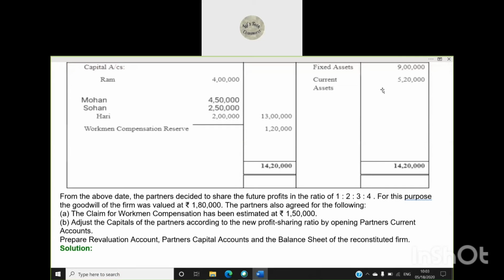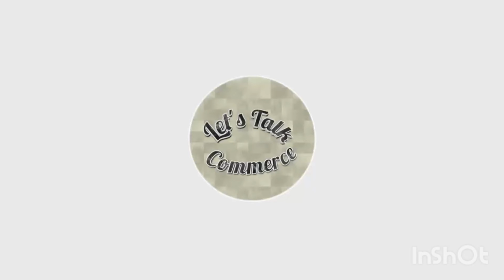In this question, we will be using current account because they have written that in the question. The question is: from the above date, the partners decide to share future profits in the ratio of 1 is to 2 is to 3 is to 4. For this purpose, the goodwill of the firm was valued at 1,80,000. So goodwill adjustment we will be doing. Gaining partners capital account debited to sacrificing partners capital account, right? Then the adjustment given is that the claim for workmen compensation has been estimated at 1,50,000.